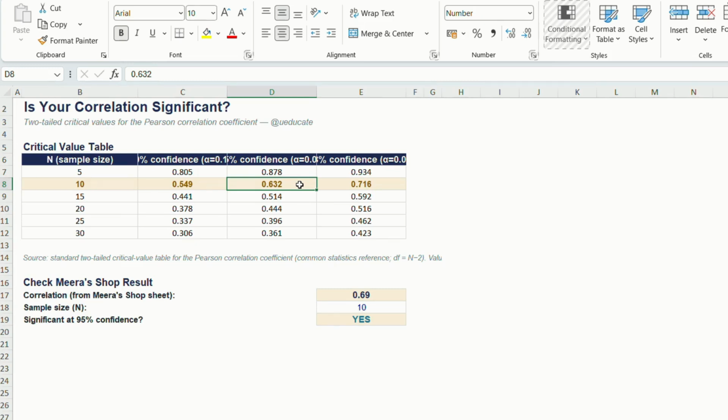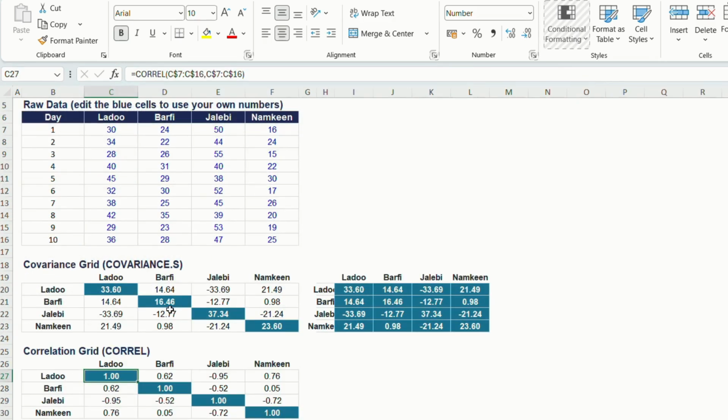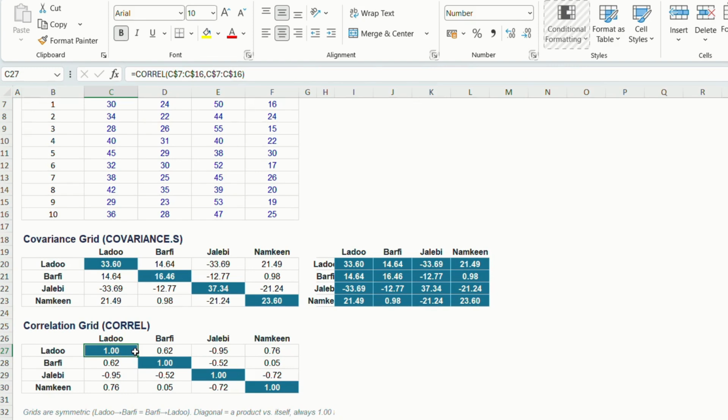So this is a start. This is not a verdict, but a start. You can say yes, there is a correlation between two values. We can tell these two variables are moving together. If you're comparing products, there's a relationship between these two products. Let's say laddu barfi has a positive correlation, but laddu jalebi has a negative correlation. Namkeen and laddu has a positive correlation.